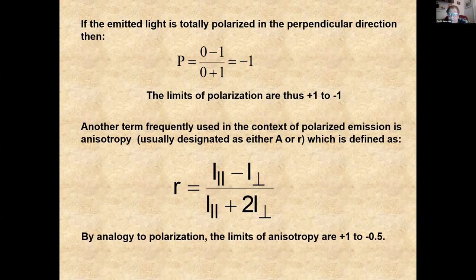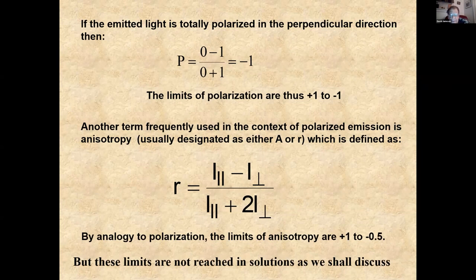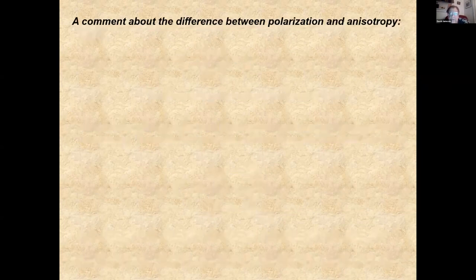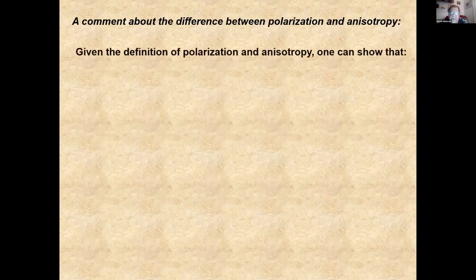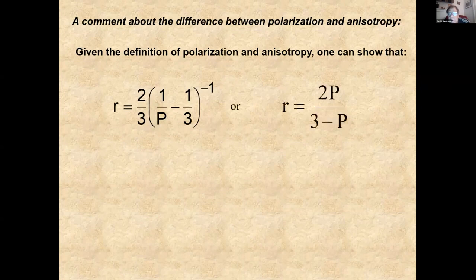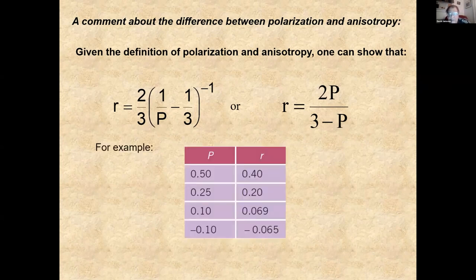Okay, so the limits to anisotropy would be +1 to -1/2. But these limits are not reached in solutions. But let me make a comment about the difference between polarization and anisotropy, because people get attached to one form or the other. You can easily show, given those definitions, that anisotropy is 2/3 times 1 over p minus 1/3, the reciprocal of that. Or more simply, anisotropy is equal to 2p over 3 minus p. For example, if I have a polarization of 0.5, the anisotropy is 0.4.